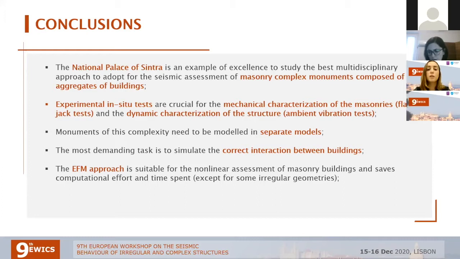Monuments of this complexity need to be modeled in separate models. The most demanding task is to simulate the correct interaction between buildings. And the AFM approach is suitable for the nonlinear assessment of masonry buildings and saves computational effort and time. Only for more complex and irregular geometries, such as the chimneys, is it worthwhile to use the finite element modeling approach.